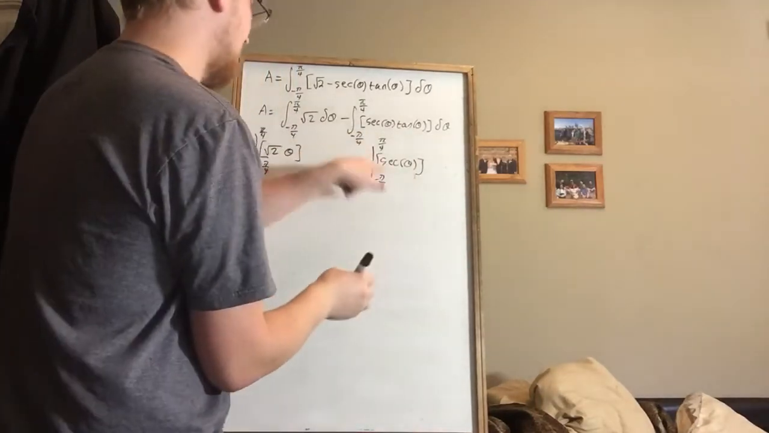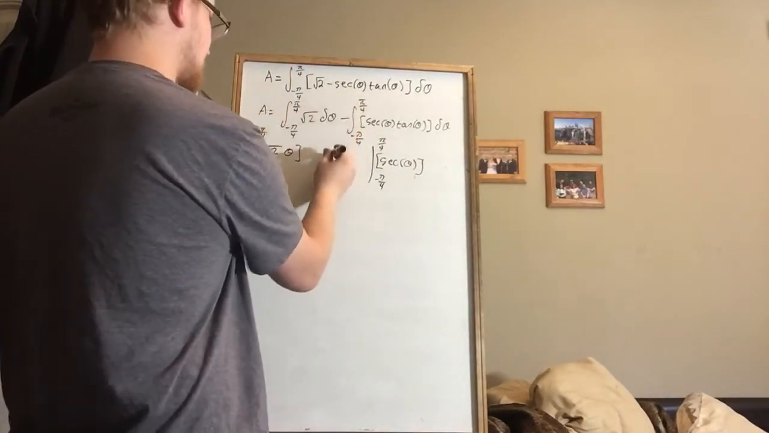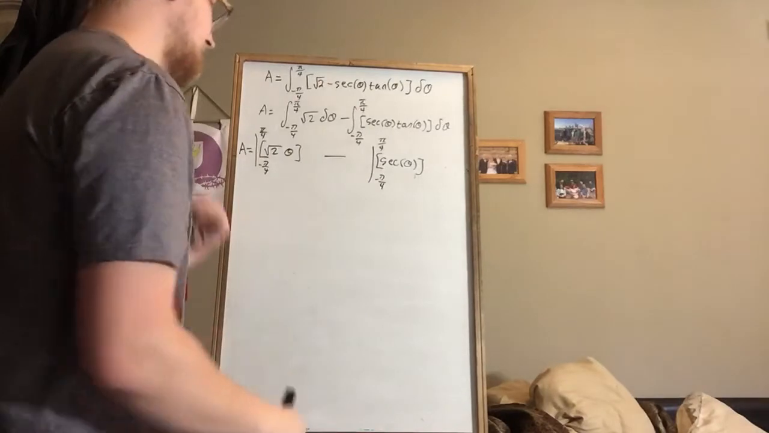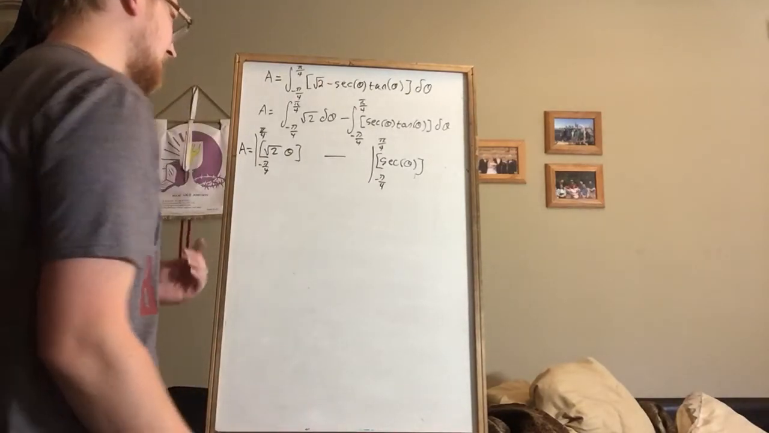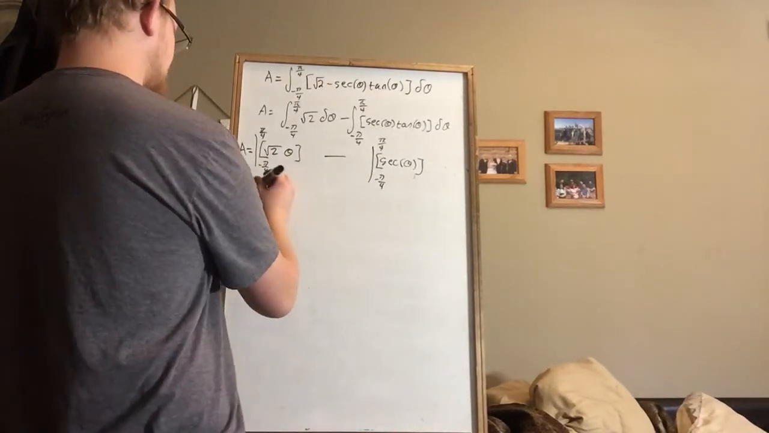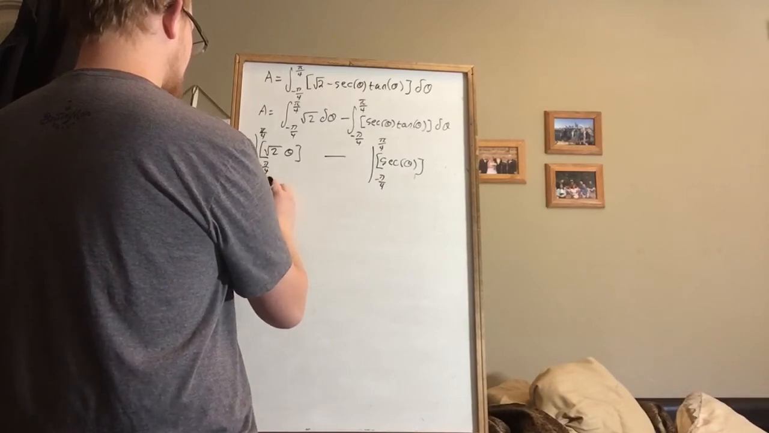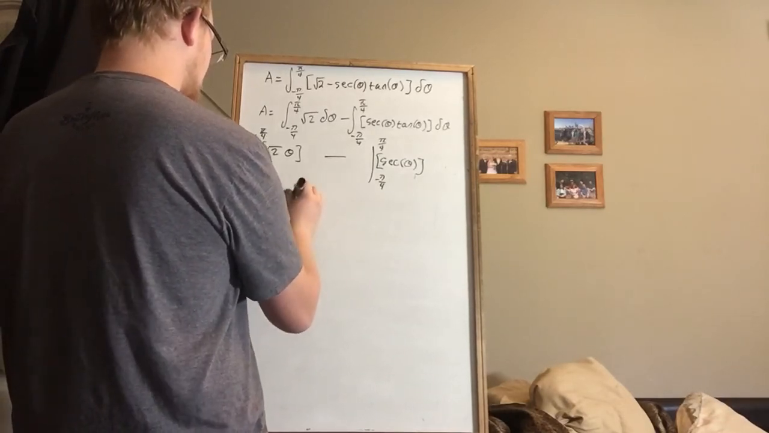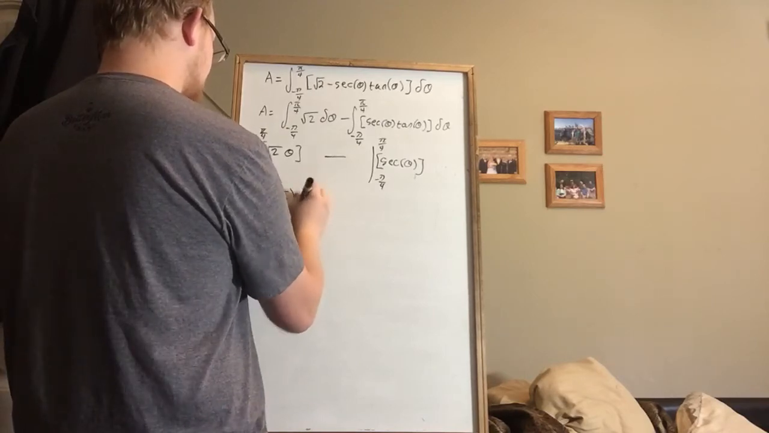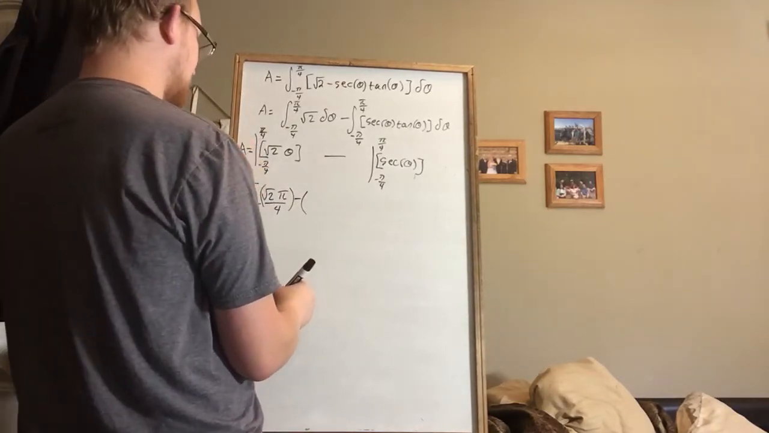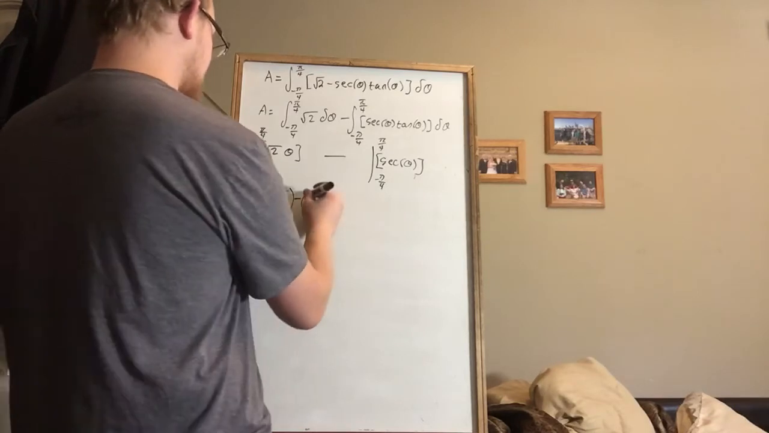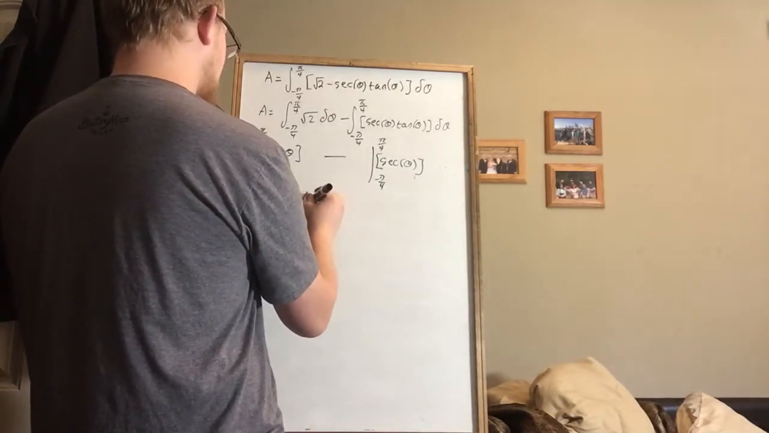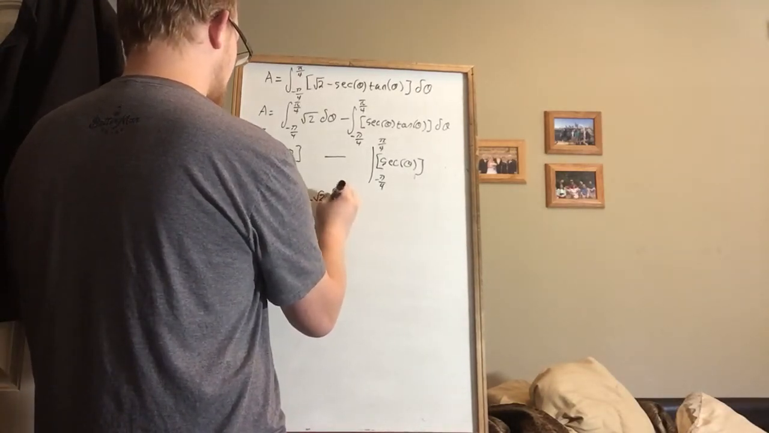And then we're going to subtract this evaluation, right? There's a subtraction sign here. And this will give us our total area. So let's evaluate each of these separately. The first one, we're going to have root 2 multiplied by pi fourths for our first evaluation, then subtracting. When we plug in negative pi fourths, we end up with minus root 2 pi fourths.